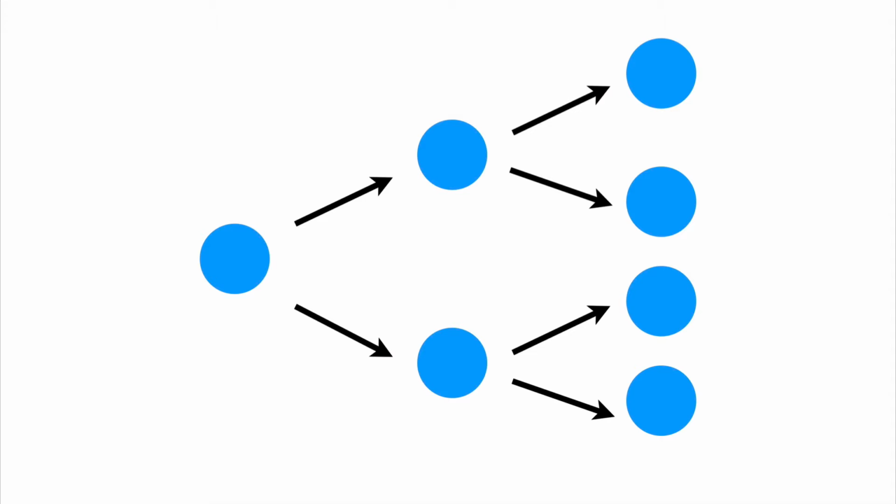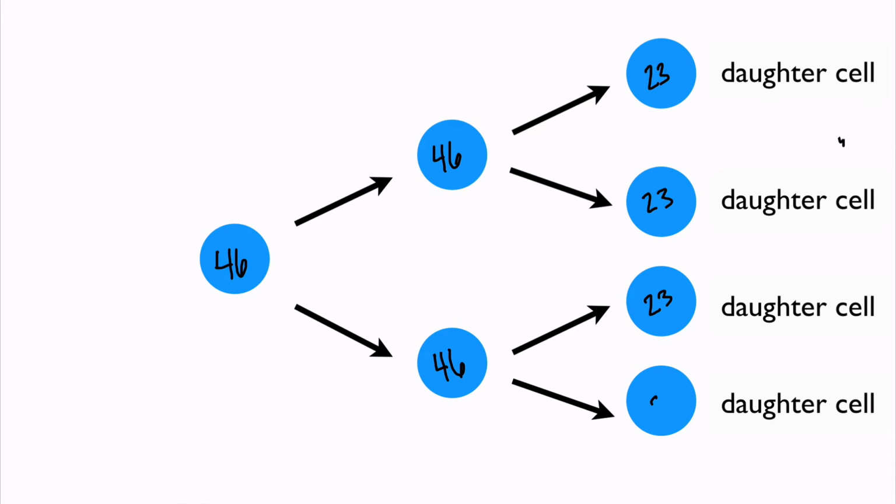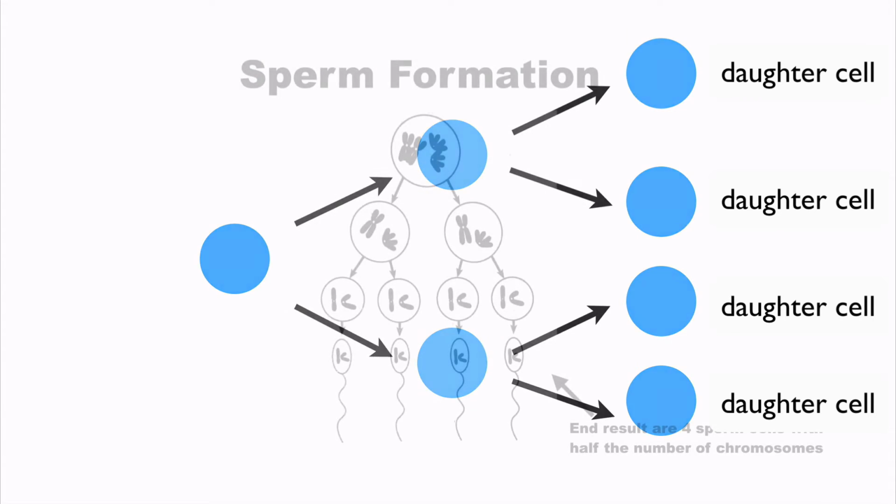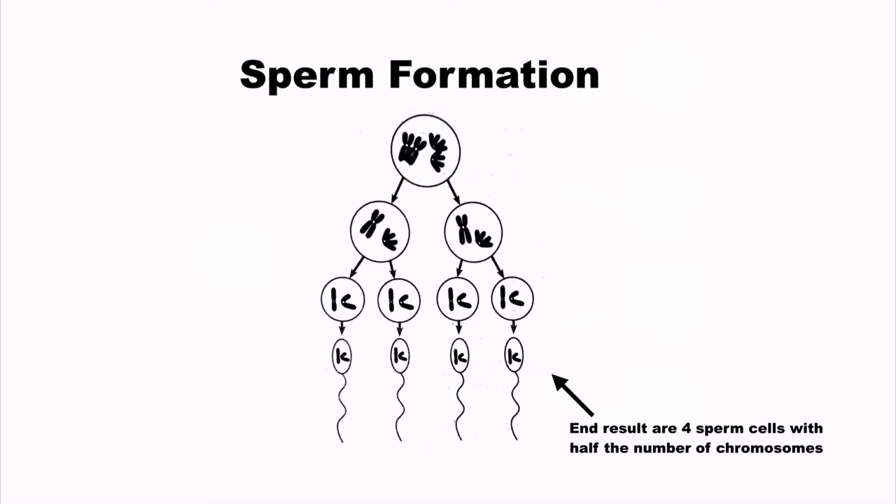If you want to apply that concept to human beings, humans have 46 chromosomes in a typical cell, so that's the parent cell. At the end of meiosis 1, they have 46 in each of those cells. And in the new daughter cells, they have 23. Okay, so again, halving the number of chromosomes.